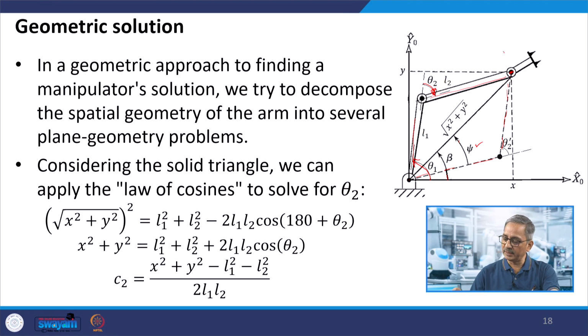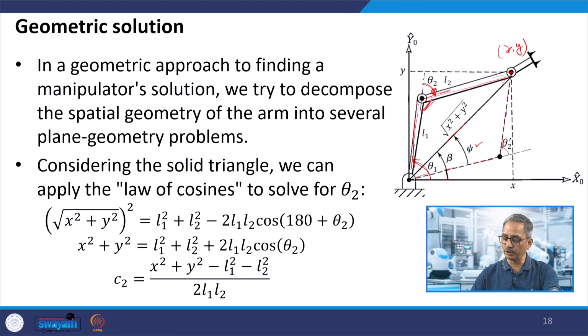So, what am I given? I am given this position of the end effector, x y. My job is to find out theta 1 and theta 2. So, if this point is x y, then in this triangle naturally this length is going to be square root of x square plus y square. So, I can apply the cosine law in this triangle. What is this angle going to be?